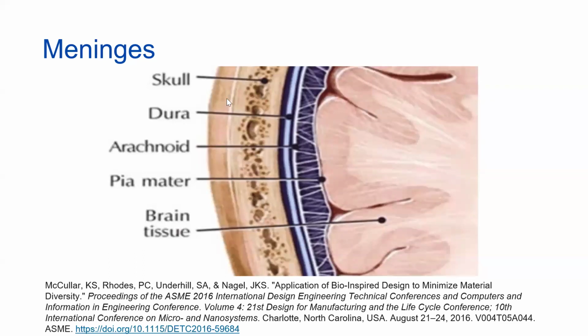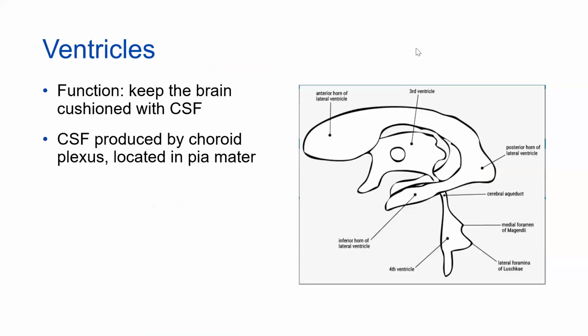So the outermost portion here of the meninges is the dura, followed by the arachnoid matter, which you can remember because it looks like spider webs. And then the innermost is the pia mater. So that also brings us into the ventricles, which function to keep the brain cushioned with cerebral spinal fluid, or CSF. And this CSF is produced in the pia mater by a structure called the choroid plexus.